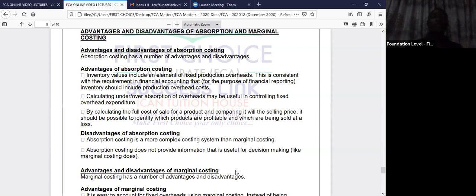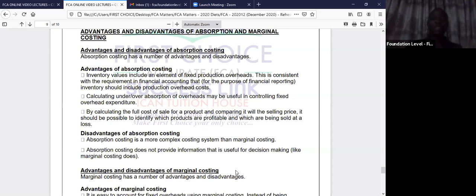Okay, it will be easy to get a good selling price when you are calculating the full cost of a product. It is going to help you to get a selling price that makes it possible to sell the product. There's no way you can get your selling price when you are just using marginal costing.